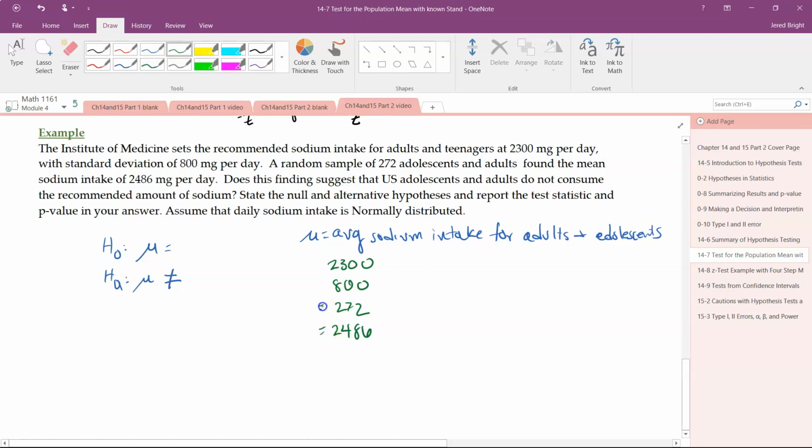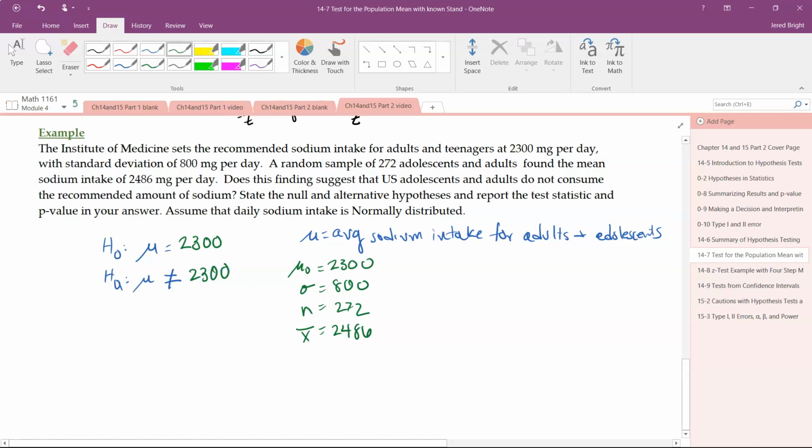Okay, so I would like to give a symbol name to each one of these. Can you do it? Try it. Okay, and if you did it, you should get that the 800 is sigma, n, our sample size, is 272, and the mean for the sample, which is x bar, is 2486. So then what is 2300? Is that mu? Actually, this is the hypothesized value of mu, so mu naught. That's what we think is the mean, and that's what we're testing. So that's going to go in my null and alternative hypotheses.